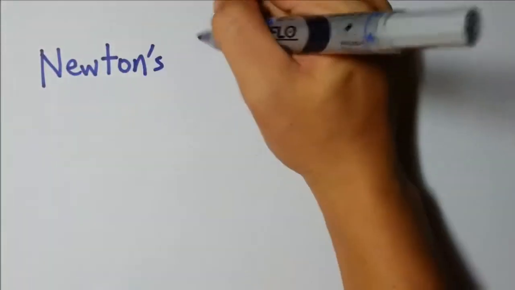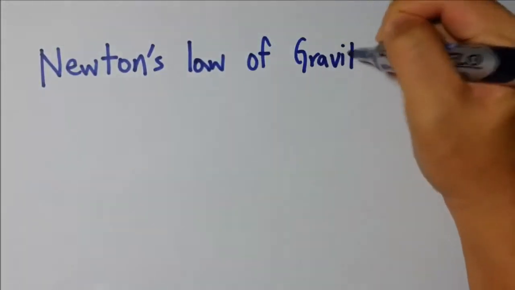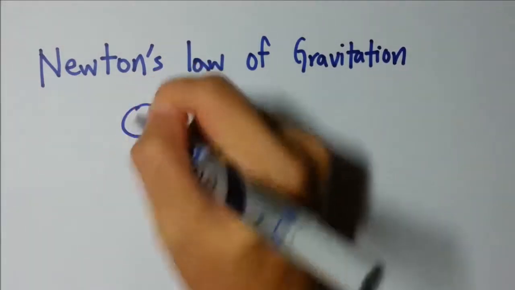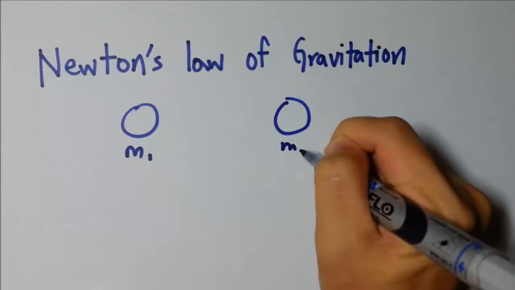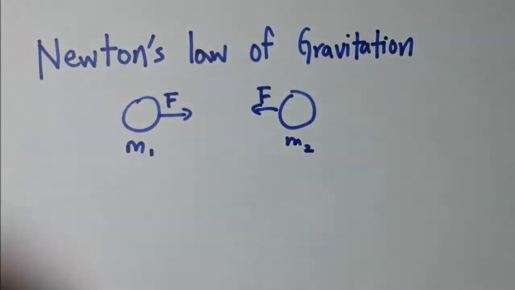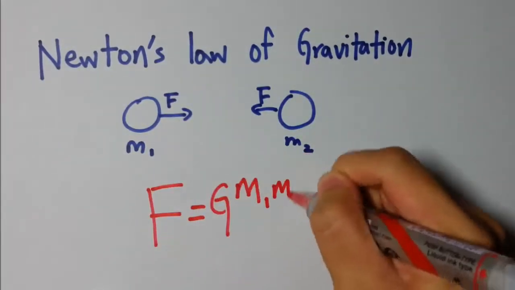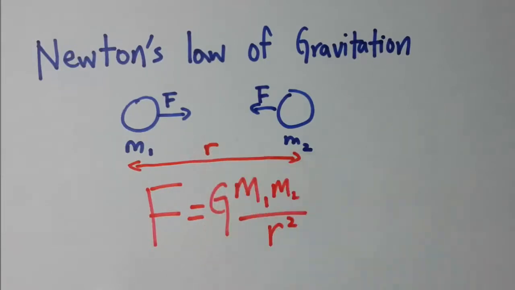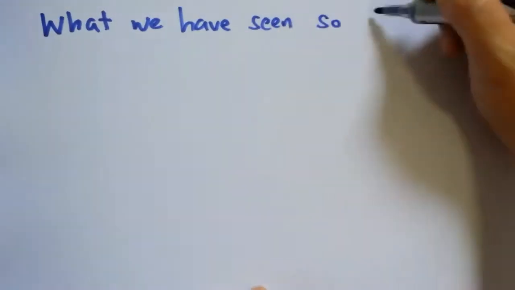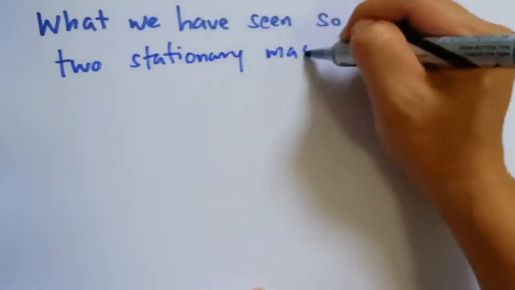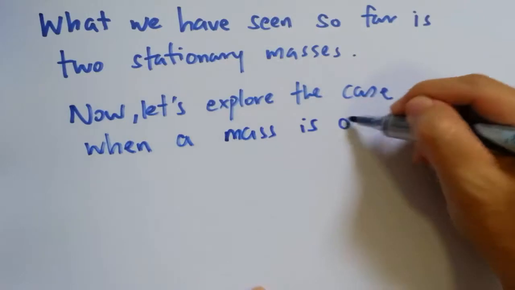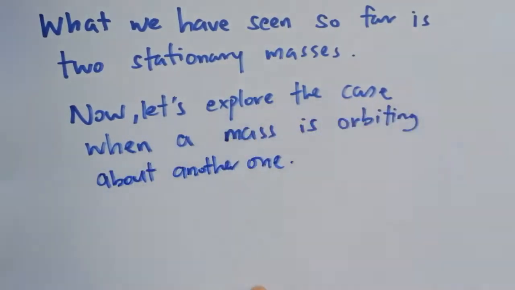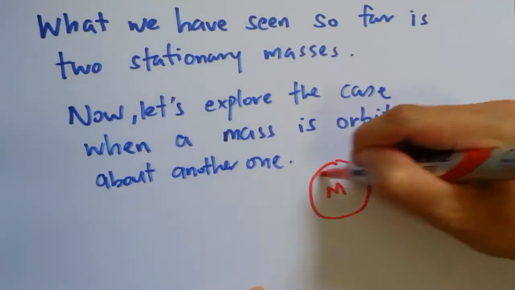From the previous lesson, you have learned Newton's law of gravitation, which states that if there are two point masses m1 and m2, the force of attraction between them is Gm1m2 over r squared, where r is the distance between them. Until now, all the examples that we have seen involve two stationary masses. So from now on, let's explore the case when a mass is orbiting about another one.